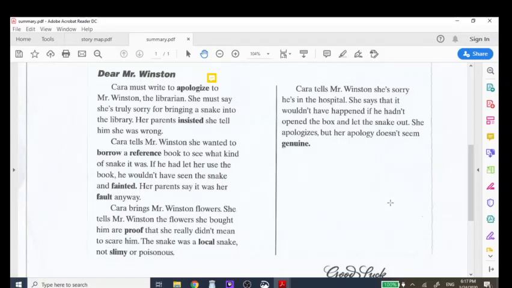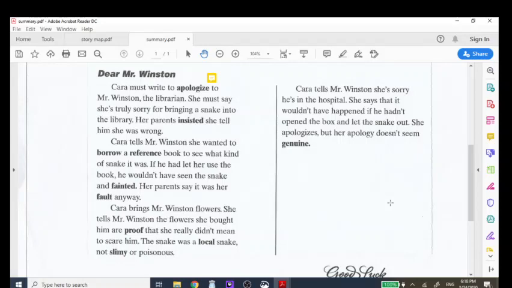Kara tells Mr. Winston she is sorry. He is in the hospital. She says that it wouldn't have happened if he hadn't opened the box and let the snake out. She apologizes, but her apology doesn't seem genuine. Now, we know the word genuine means true.